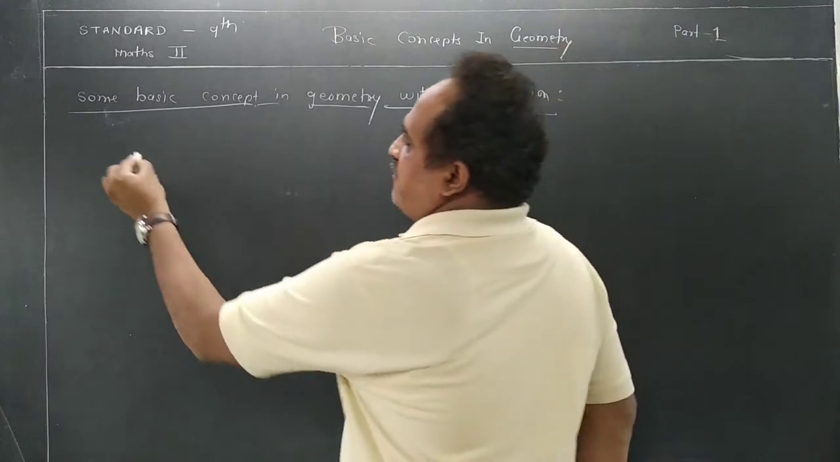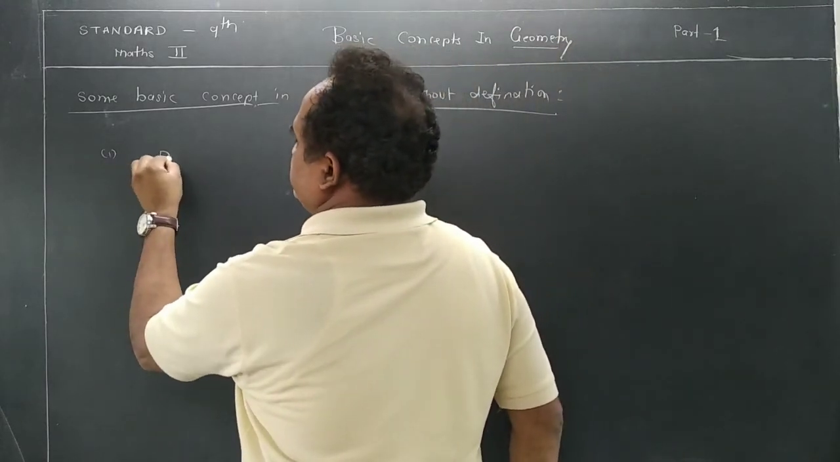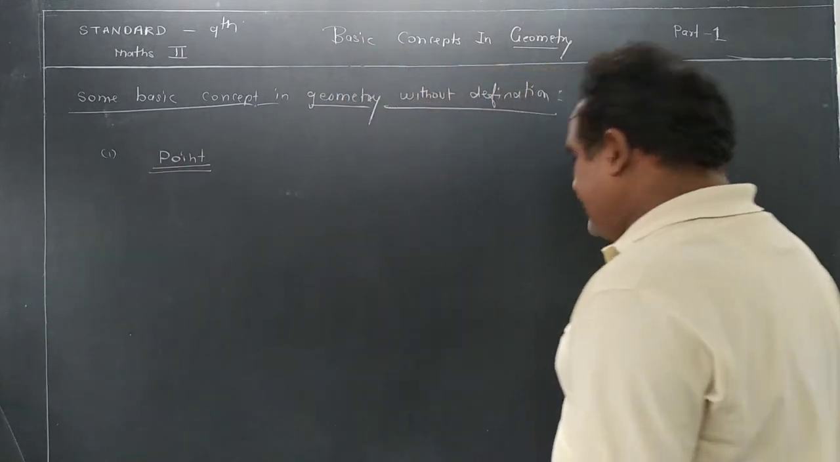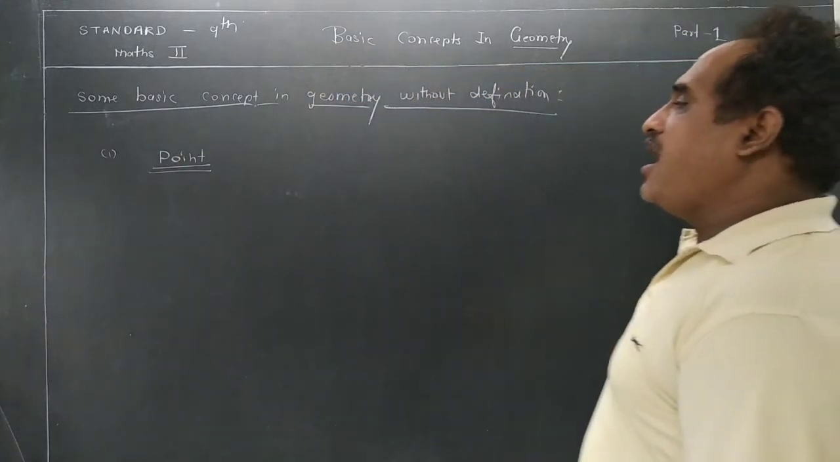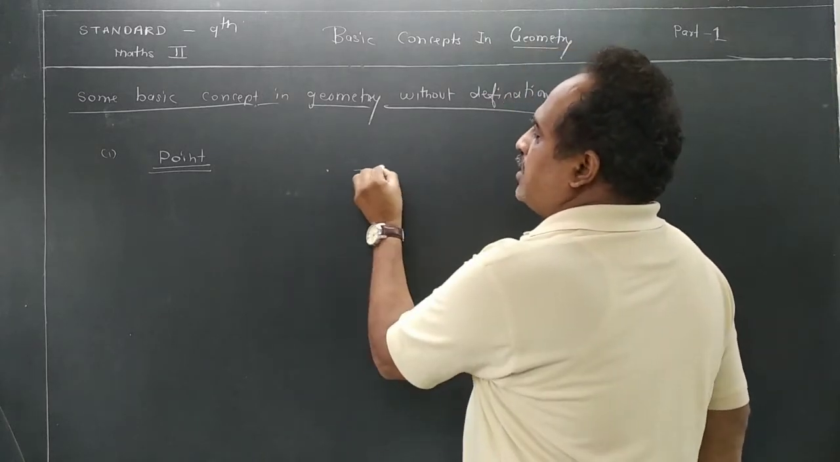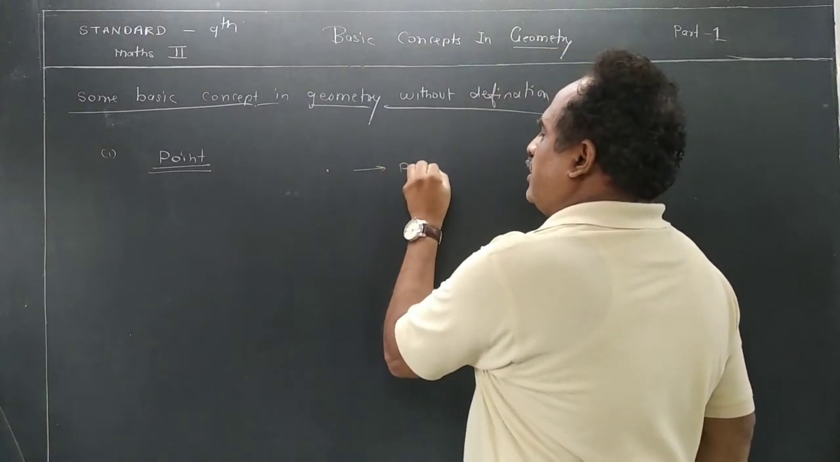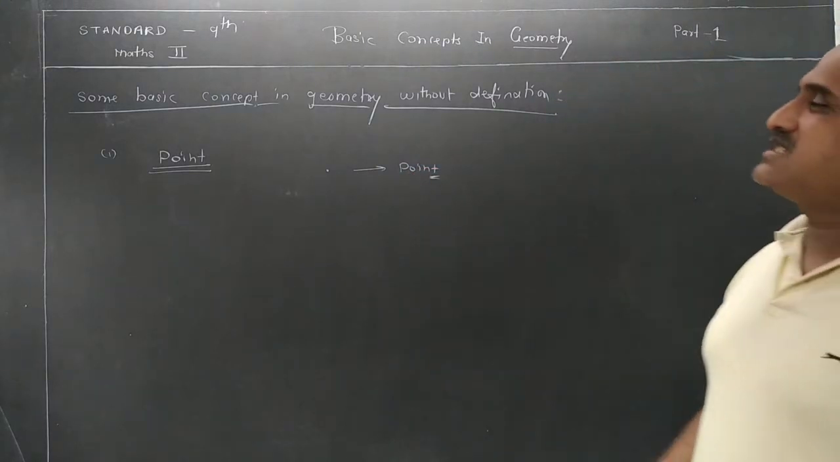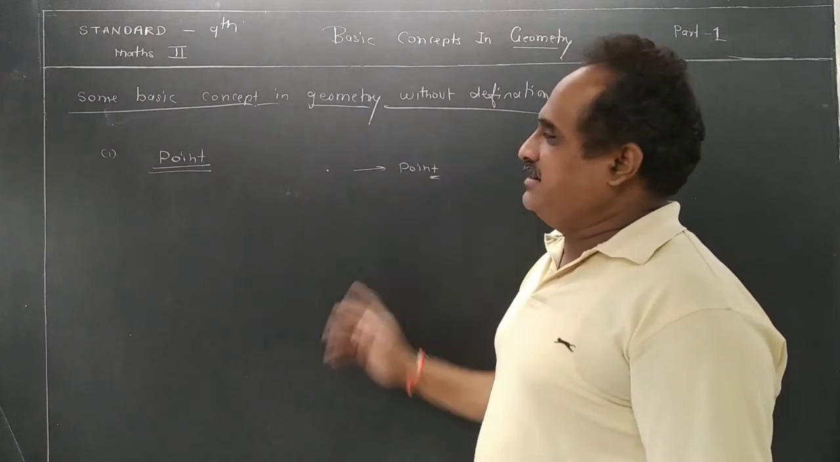Like the first thing in that is point. What is a point? With a sharp pencil, if I put a dot, this dot is called what? But all have accepted this is a point.